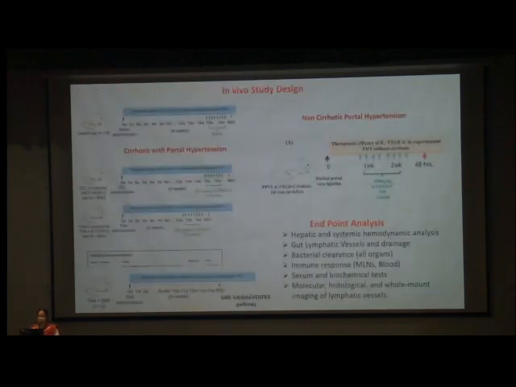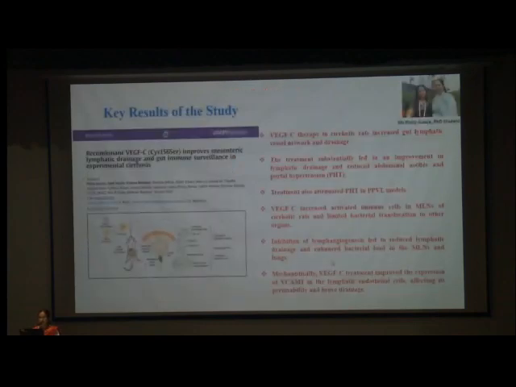This was followed by an in vivo study where we used four models of cirrhosis with portal hypertension and without, that is, non-cirrhotic portal hypertension. We also used a model where we gave VEGF-C or VEGFR3 inhibitors, that is the SAR, and then we analyzed all the endpoints. Again, I'm not going into the details. This study is well published, work done by my student Pinky.